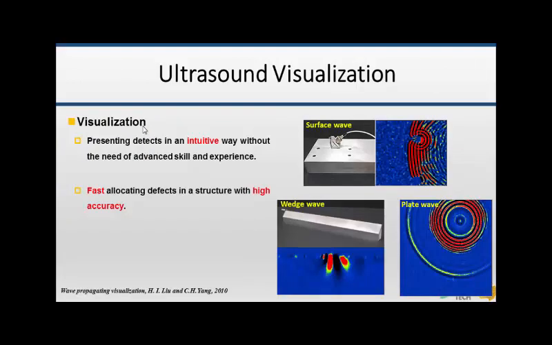Second, we propose ultrasonic visualization here to substitute for the traditional ultrasonic technique. It presents defects in an intuitive way without the need of advanced skill and experience. This is not from simulation, it's from our experiment data. You can see the surface wave, the wedge wave, the plate wave. You can observe these waves very directly, and you can even see there's a hole here. So you can know where the hole is. It's a fast way of locating defects in a structure with high accuracy.